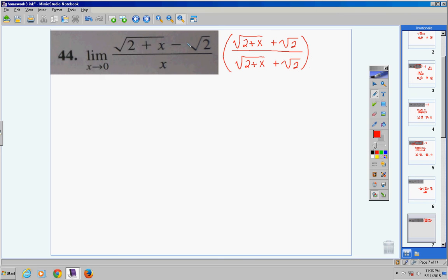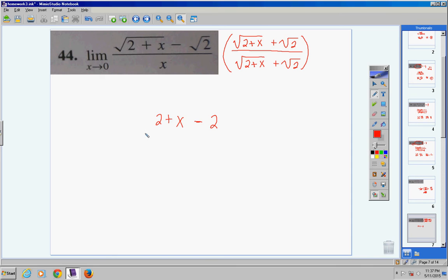And we'll multiply the top and the bottom by this. Well, whenever you're multiplying two conjugates together, you multiply the first term times the first term, second term by the second term. So square root of 2 plus x times square root of 2 plus x is simply 2 plus x. Negative times a positive is negative.